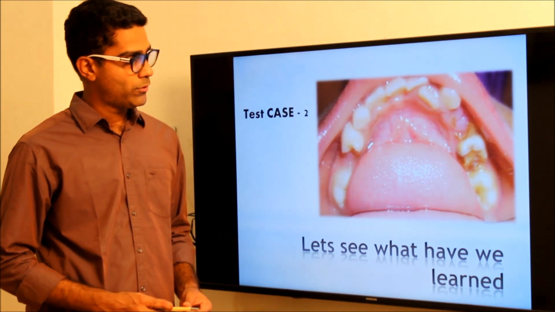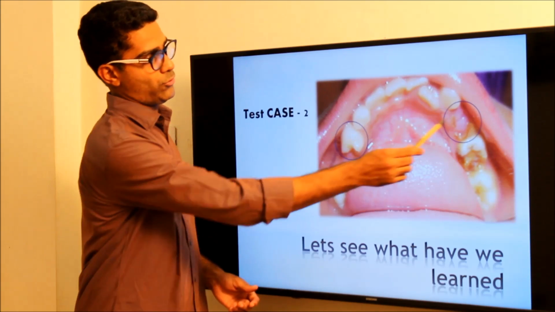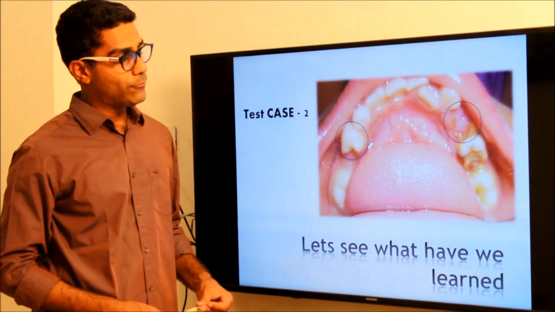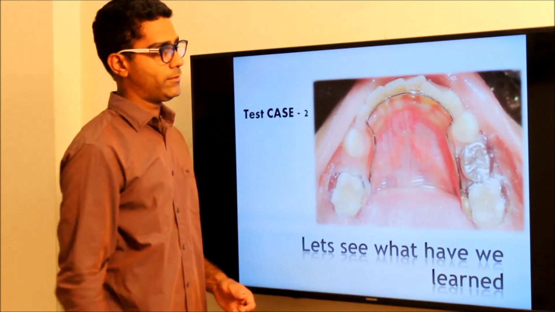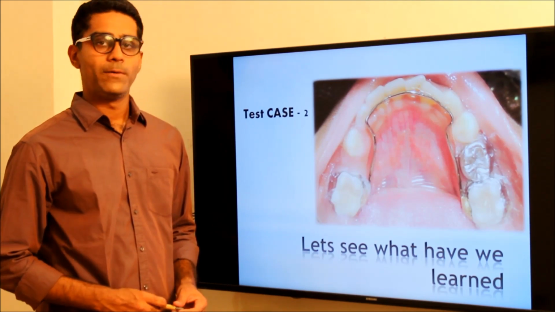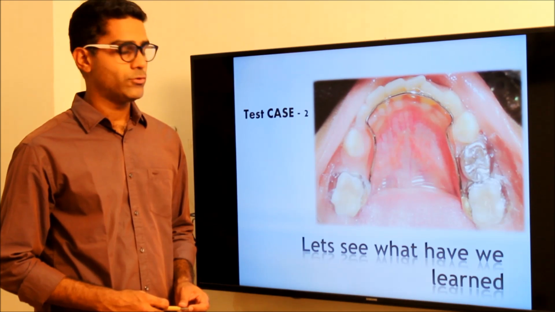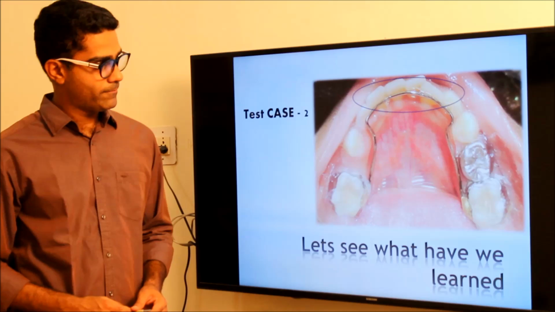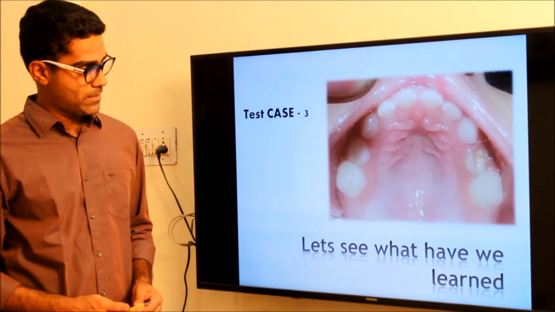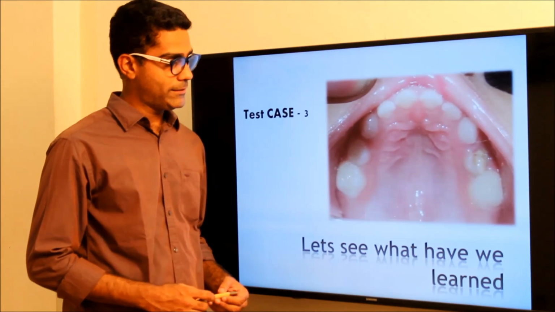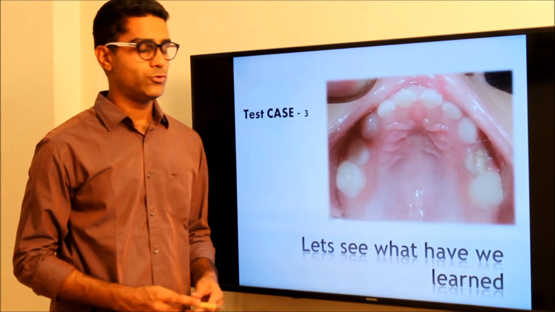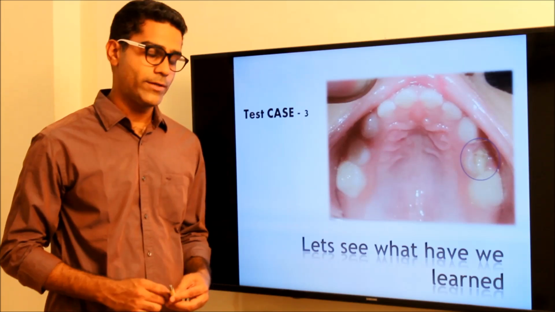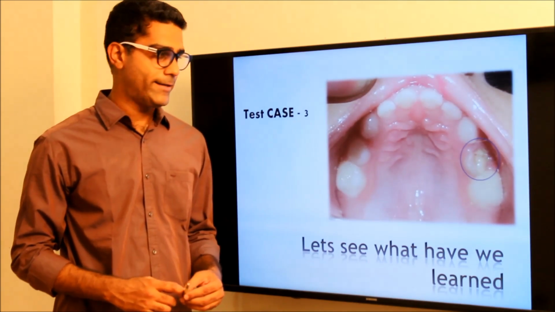Test case 2, where I had to remove these two primary molars, and it became a case for a lingual arch for me because all four incisors were permanent. So a case for lingual arch. Case 3, maxillary primary dentition, single tooth loss. It's a case for, yes, you are right, it is a case of band and loop.